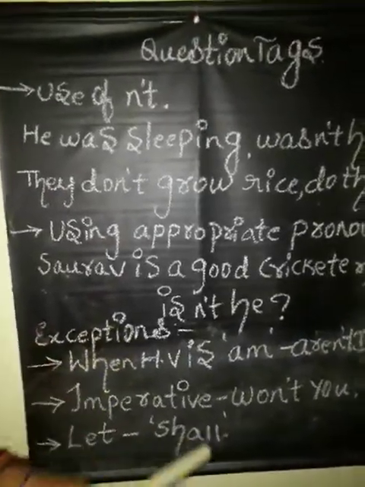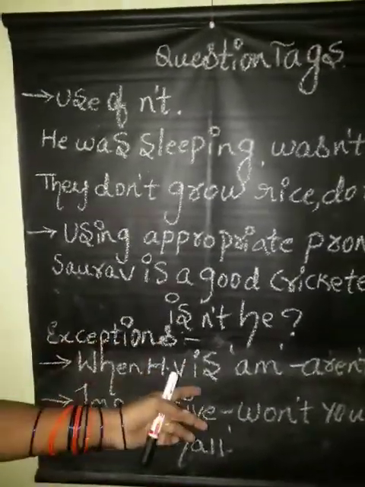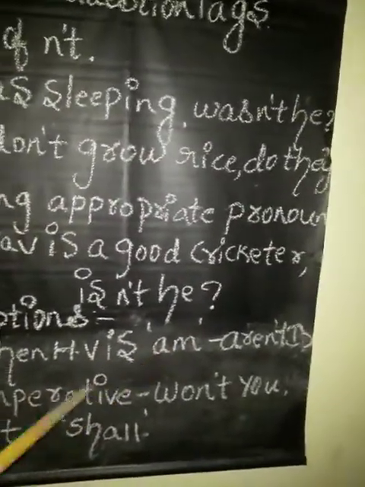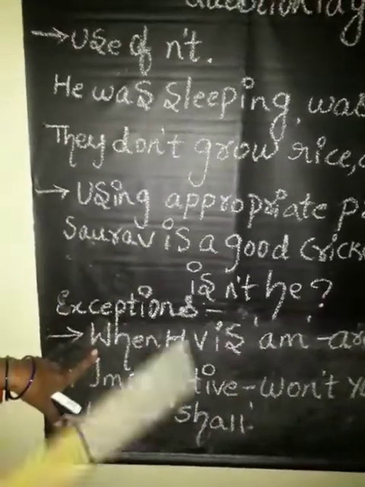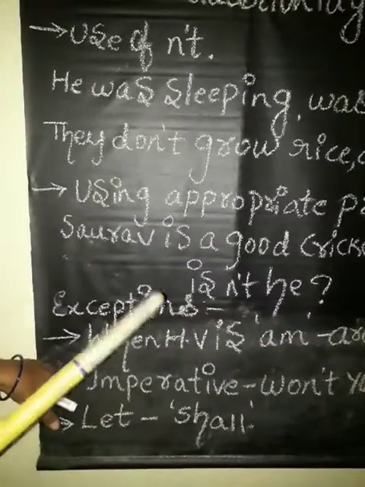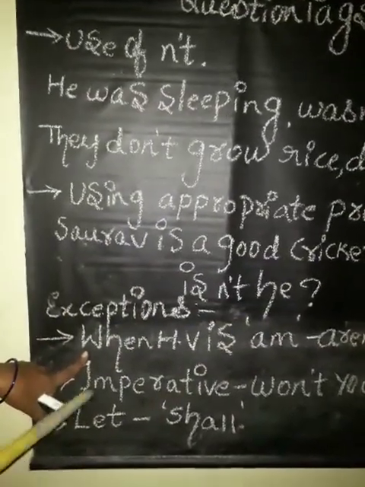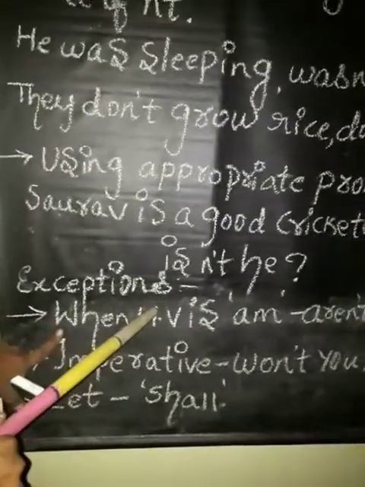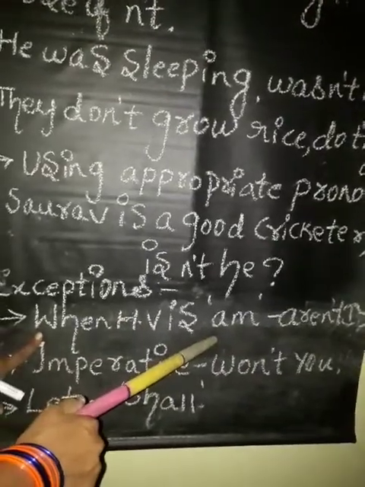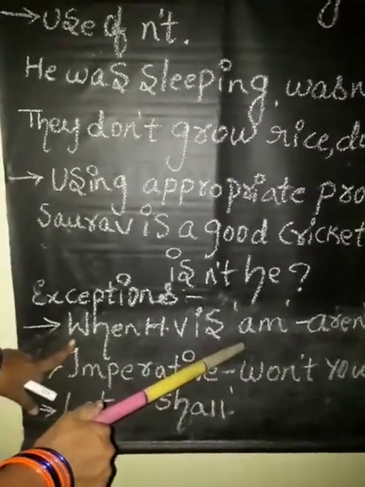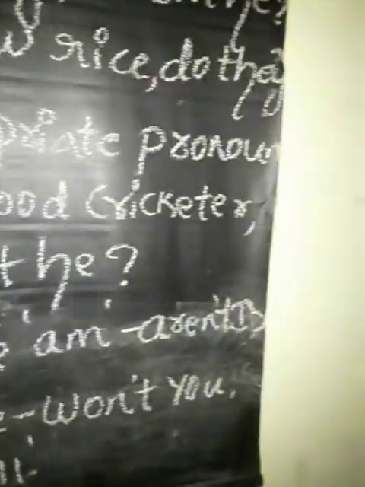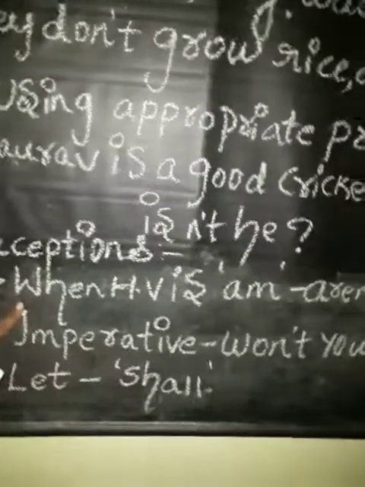Next, like all other cases, we do have exceptions in writing question tags. There are three cases. The first is when the helping verb is am. We said that when there is a helping verb in the given statement, we use the same helping verb in the question tag, but it is not so in the case of am. When am is the helping verb in the given statement, we should not use amn't; we should use aren't. Example, I am a fool. You should not say amn't I. You should write it as aren't I.